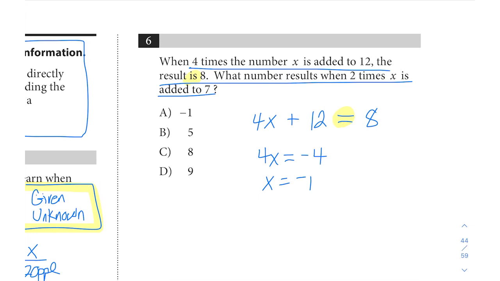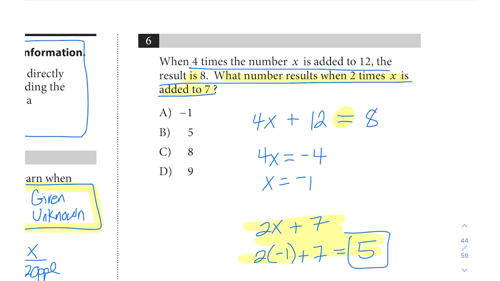So we get x equals negative 1, that's correct, but the question wants to know this right here. What number results when 2 times x is added to 7? So here they're telling us that we have 2 times x that's being added to 7, and if we know x is negative 1, we do 2 times negative 1, which is negative 2, plus 7, that gives us 5. So key part to the question right here, make sure you're actually answering the question that's being asked.